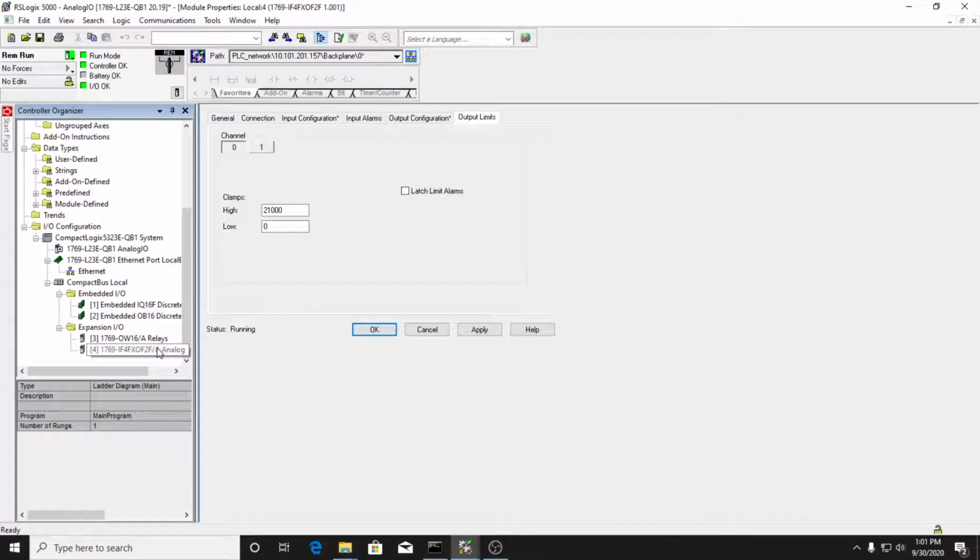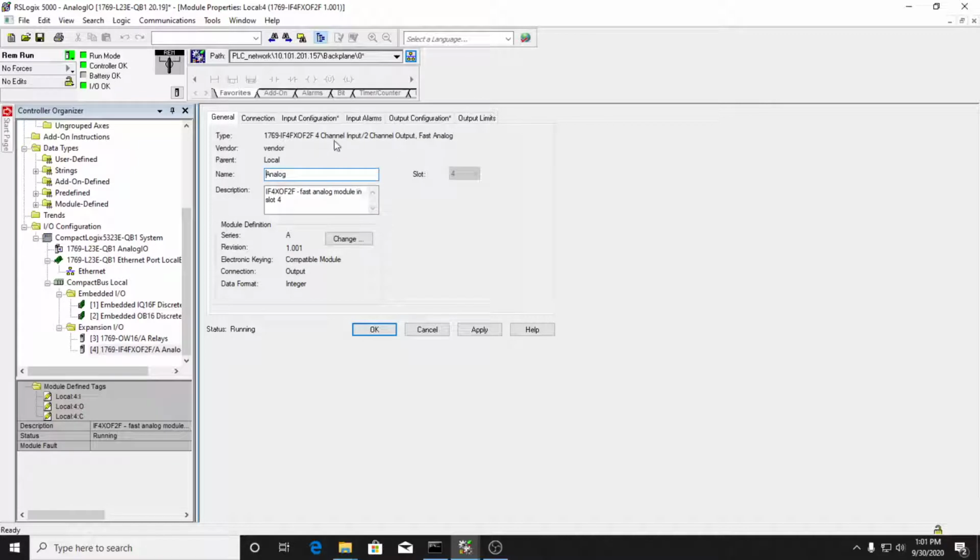So what we've got here is a CompactLogix PLC, and in this PLC we have an IF4FXOF2F analog fast I/O card. Now this card has four analog inputs and two analog outputs. So we have to configure both the input and the output.